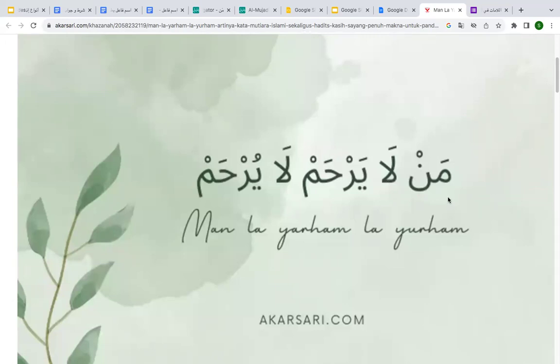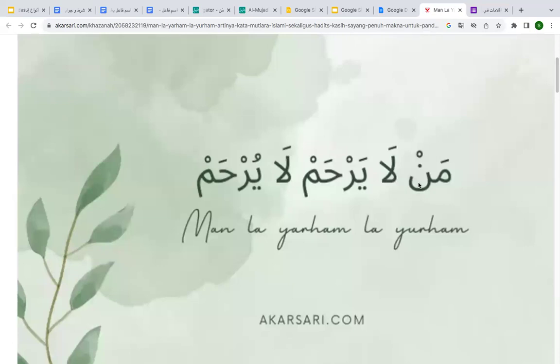Everyone is with me. Man is making them majzoom. What type of man makes mudare majzoom? Man shartiya makes mudare majzoom, right? Whoever does not do rahim, whoever does not do mercy, is not shown mercy, right? So your jumla shartiya is ending where? The first fail, yarham, right? Yarham, and from yurham, la yurham is your, what is la yurham? It is jawab.